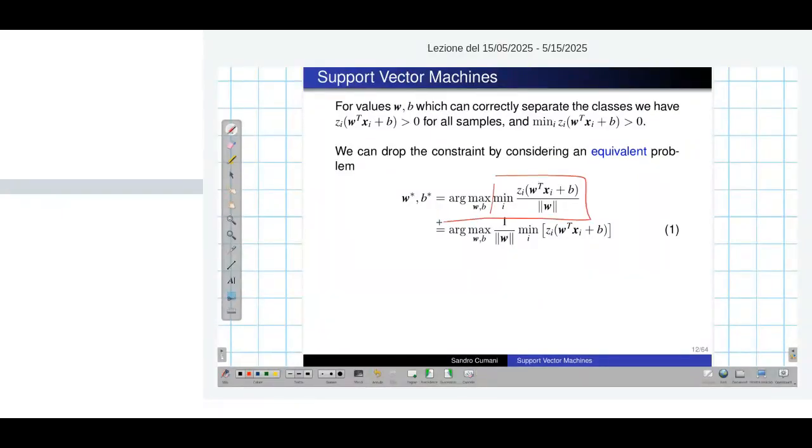Now, I have a minimum here over the samples. This term on the numerator depends on the sample, but the denominator does not depend on the sample. So what decides the minimum is the numerator. So I can bring this W outside of the minimum. The minimum of, let's imagine you have x1, x2, x3 divided by a constant, will be the minimum between x1, x2, and x3, the result divided by the constant k. So I can bring the norm of W outside.